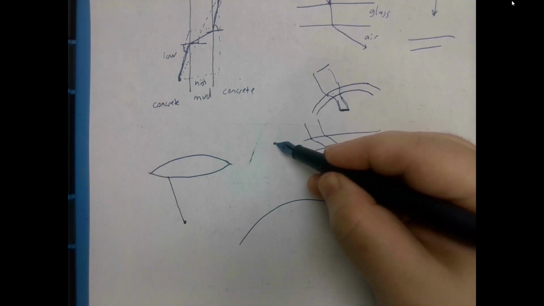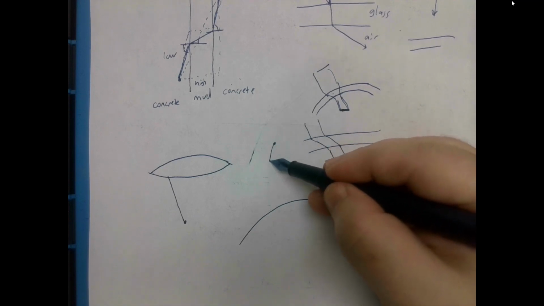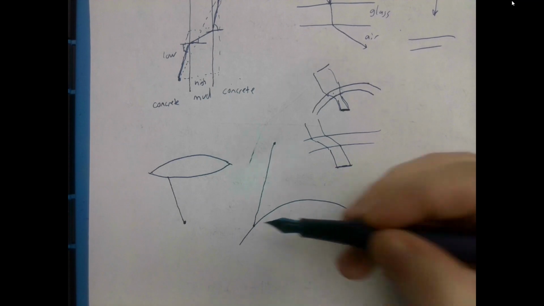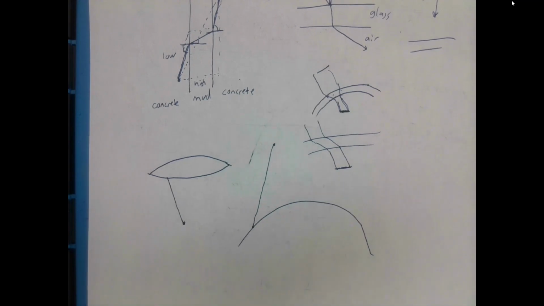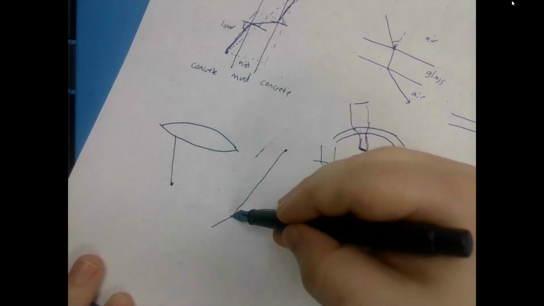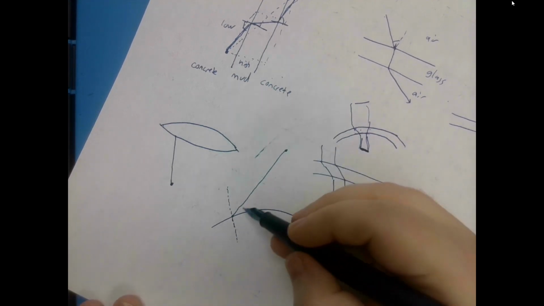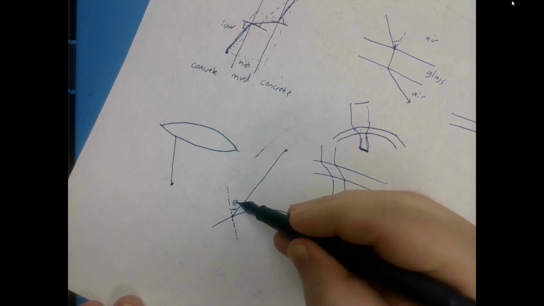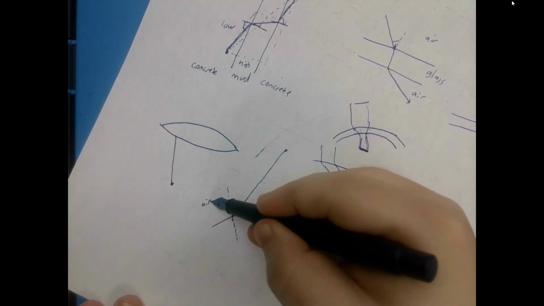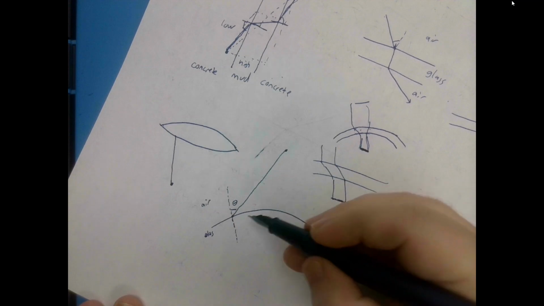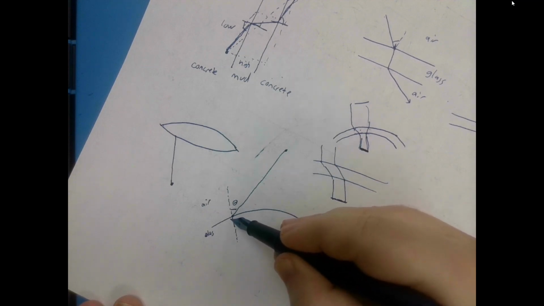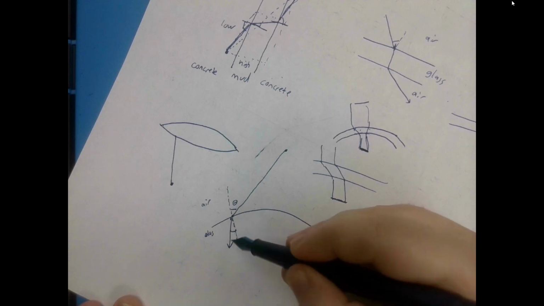So I have a single point here. If I go right here, again, we have to draw the normal line, the perpendicular line. So the perpendicular line looks like this. And so I have an angle here, theta, this is going from air to glass. So I need this angle to be smaller. So it'll bend like this.